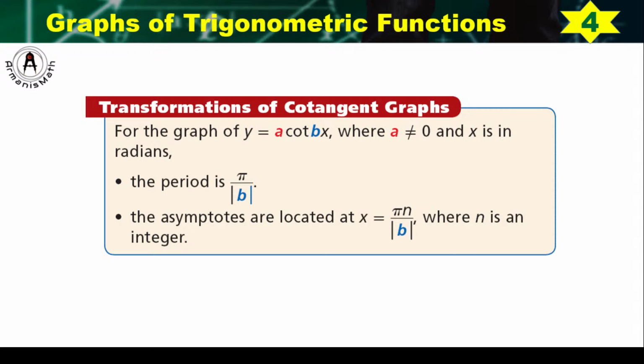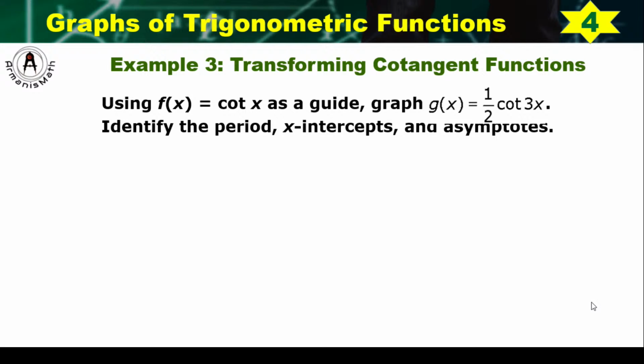the cotangent. The cotangent has the same thing, so it's y equals a cotangent bx. That's the equation. And what we're trying to do again is know the period, which is pi over b, and the asymptotes located at pi n over b, where n is an integer. Again, you could use either negative or positive.